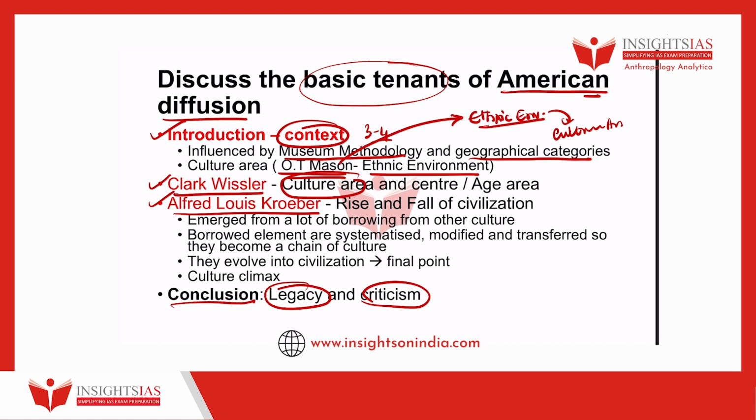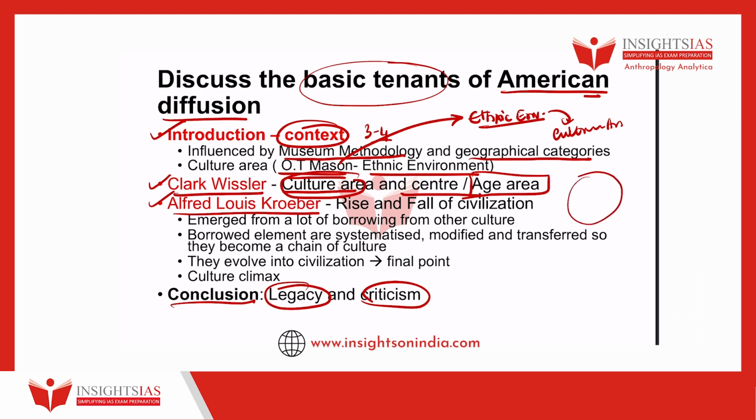Then you move on to the next paragraph where you will talk about Clark Wissler and his contribution. You will be talking about culture area, culture center, and then the age area concept. All these three things you'll have to write in 3 separate paragraphs. What is this culture area, how he tried to divide the Americas into different culture areas, on what basis it was done; draw a diagram also of culture areas.